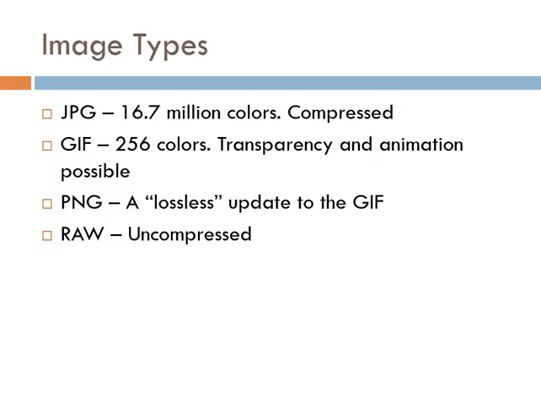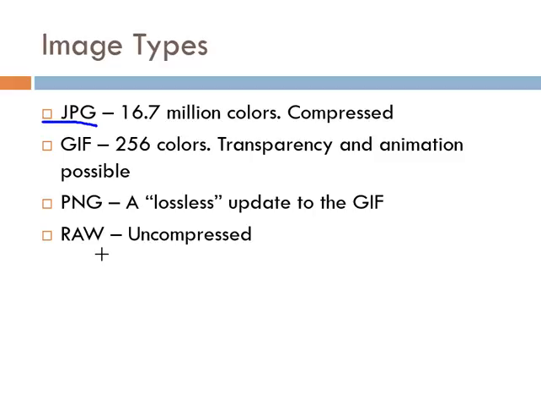Here are some of the image types that I want to talk to you about. There are certainly more image types than this, but these are the ones that you may be the most familiar with, or at least three of them. The first is the JPEG. JPEG is the image format that you're going to see in most digital cameras. It has 16.7 million colors possible in an image, and that image file is compressed.